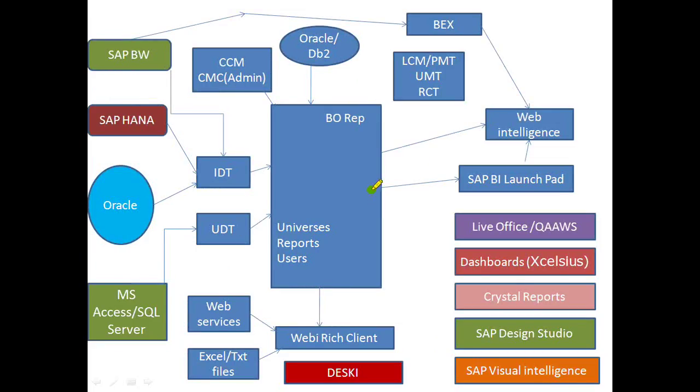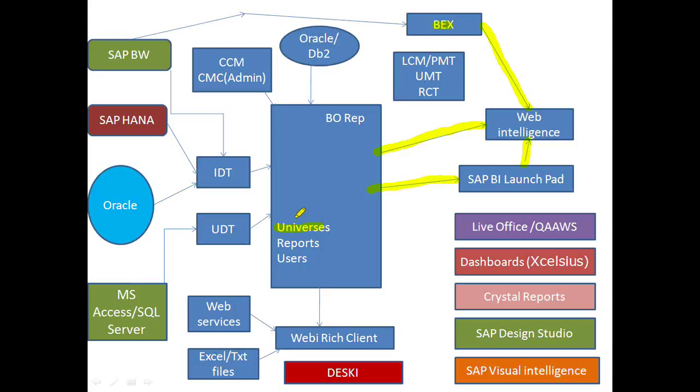So BA Launchpad is a business object portal, and through it we'll create web reports. To create web intelligence reports, we need to have a data source. We need to have a semantic layer. We need to have a source system. So that will be the universes and the BEX queries. So we need to connect to the universes or to the BEX queries.